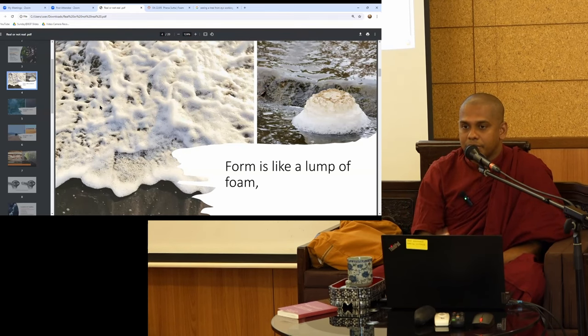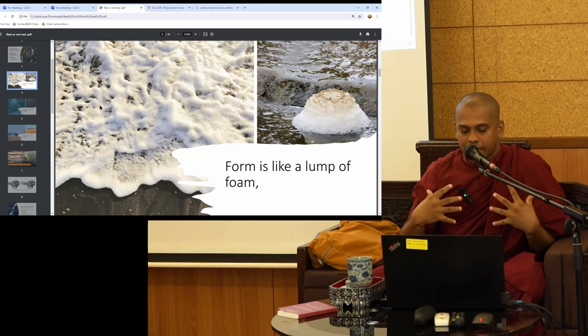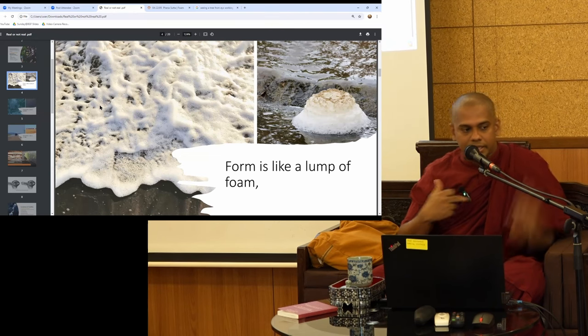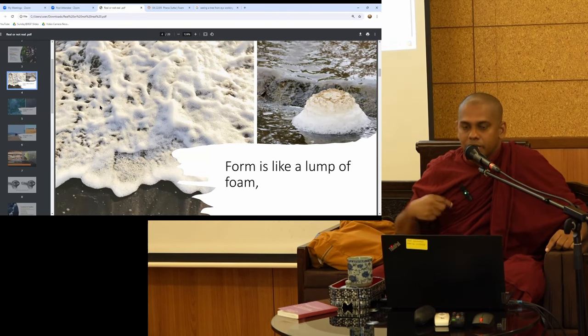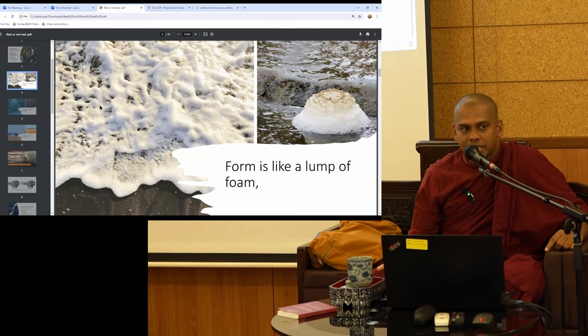And perception, that you recognize, this is a monk and this is the Buddha statue. But there is no Buddha statue outside. There is no Buddha, there is no monk here. But it seems there. It's like a mirage. Perception is like a mirage.